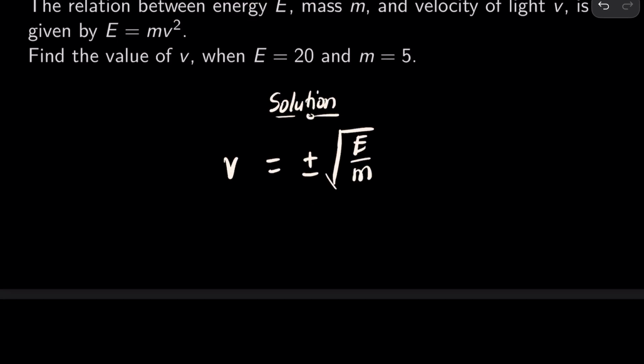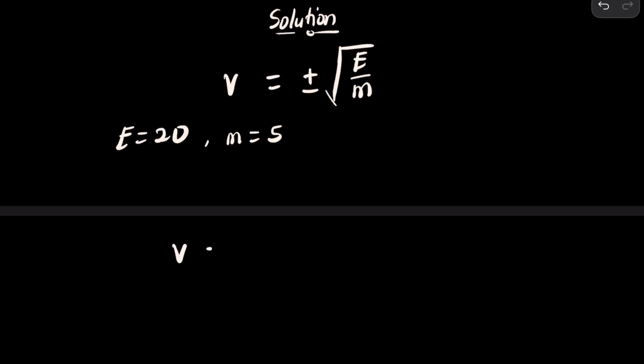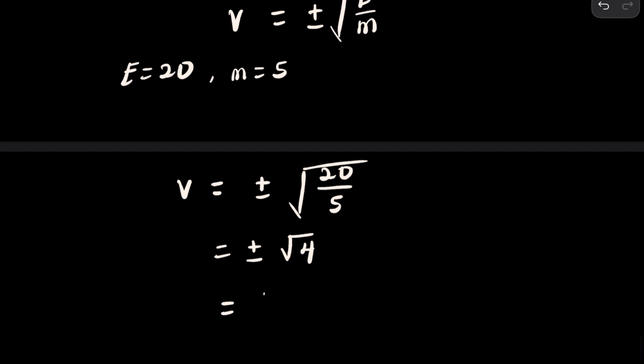We now find the value of v when E is equal to 20 and m is equal to 5. Thus, v will be given as plus or minus the square root of E, which is 20, divided by m, which is equal to 5. So we are going to have plus or minus the square root of 20 on 5, which is equal to 4, right? So we have the square root of 4. And thus our result is equal to plus or minus 2.